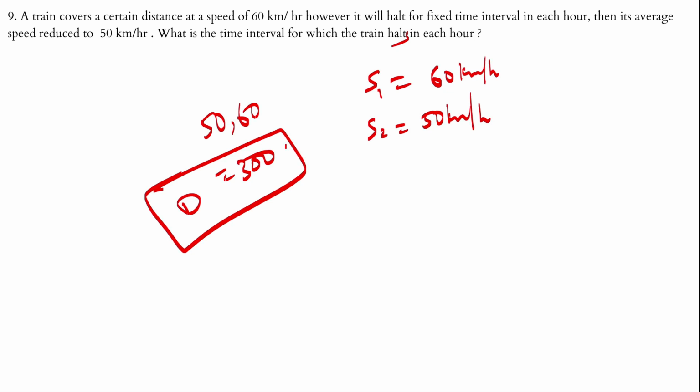So we can calculate time. We have distance, we have speed. So time in the first case is distance by speed, that is 300 by 60. This is equal to 5 hours. This is the time. And in the second case it is 300 by 50, so this is 6 hours.